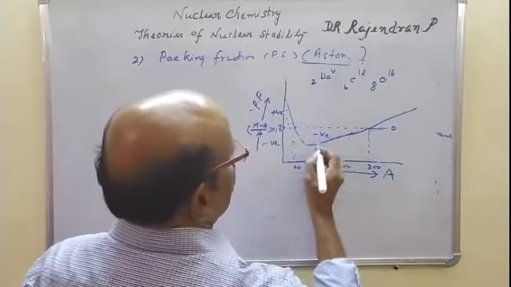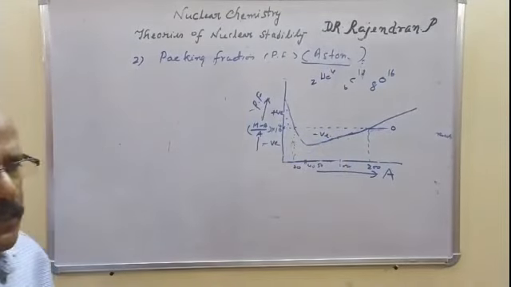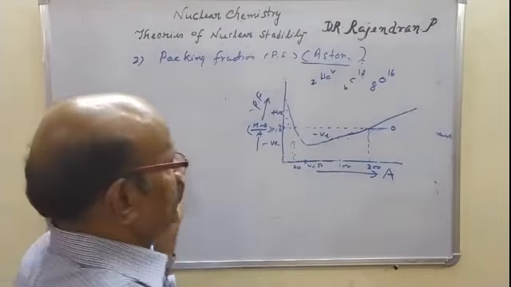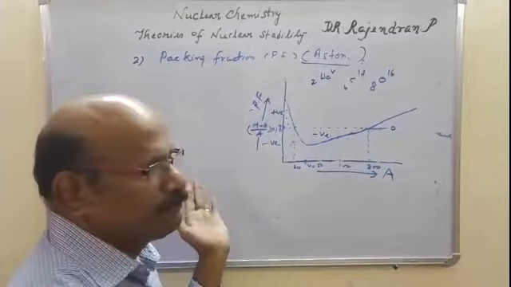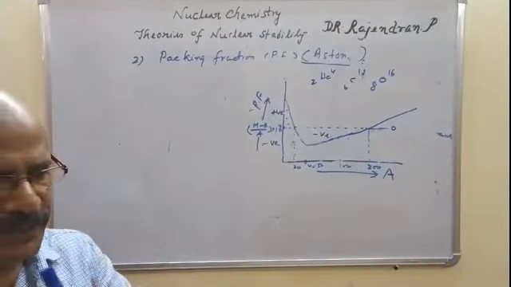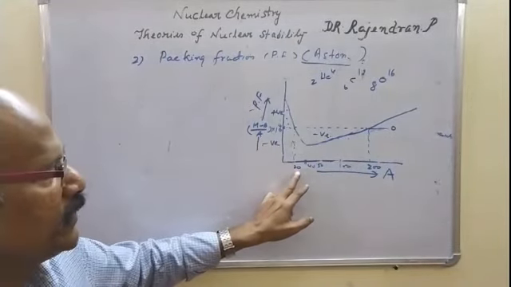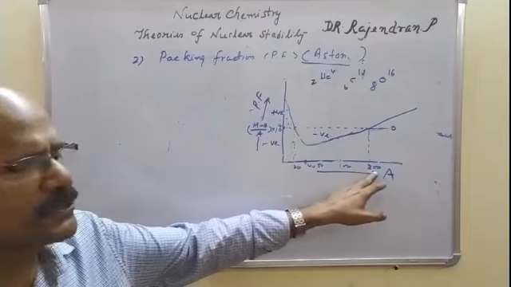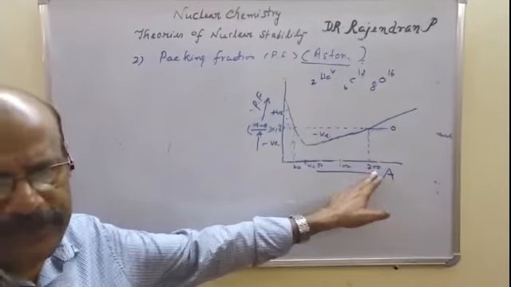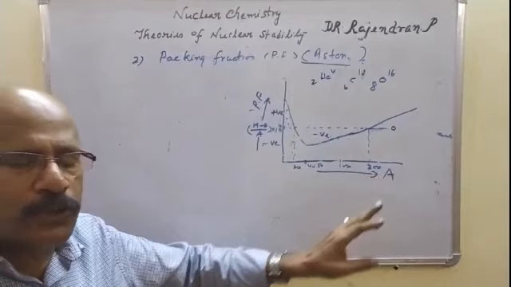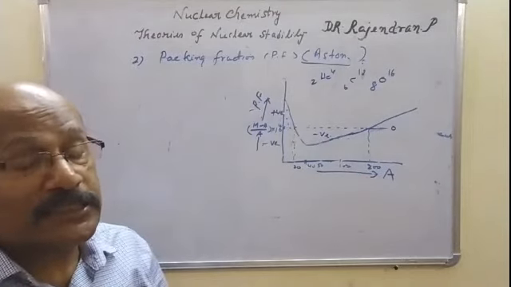So regarding the stability of the nucleus, those nuclei having negative packing fraction fall in a broader region, from nearly mass 20 to nearly mass 200. So how is it stable? Those nuclei with the negative packing fraction are stable.